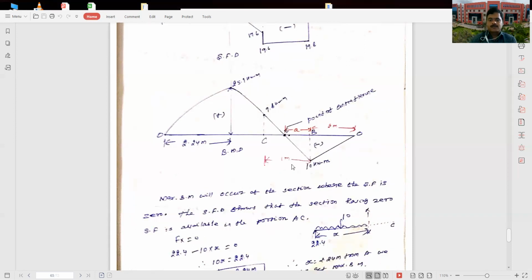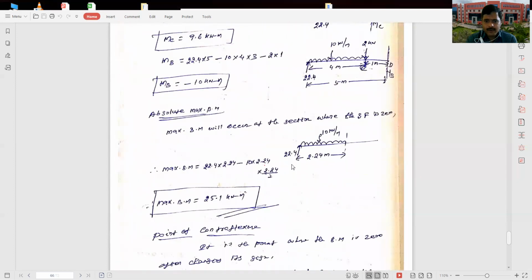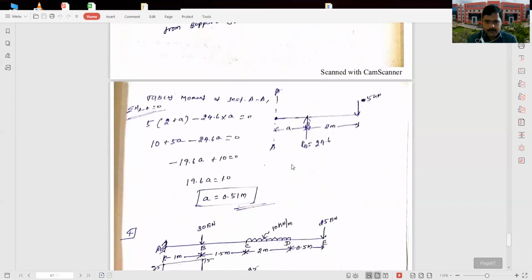So what should I do? How can you find out that A point? Taking the moment at the section here, AA. I am taking a section here, and if I apply moment at A equal to 0, I will get this unknown value, isn't it? Equal to 0, equilibrium equation. So here you can see 5 acting downward, towards clockwise direction towards section AA, positive, plus 5 into this distance 2 plus A. So 5 into 2 plus A.